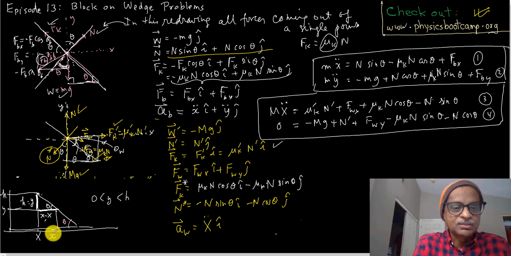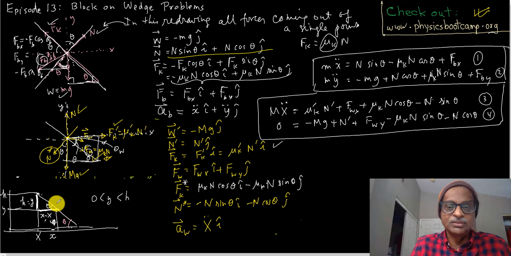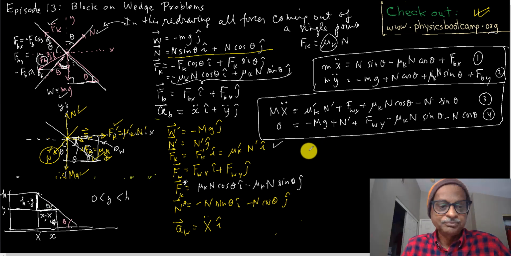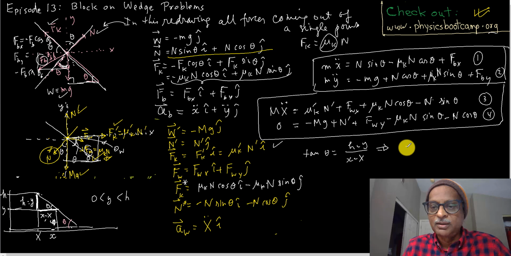So the ratio of this is the same as, if you take a ratio of that, it will be the same as the ratio of these guys, or tangent theta has to be equal to that. Theta is fixed, so you can say tangent theta equals h minus y over x minus X, or you can just say x minus X tangent theta equals h minus y.